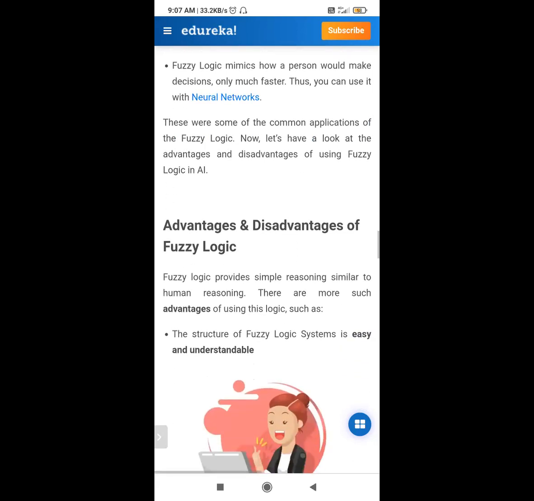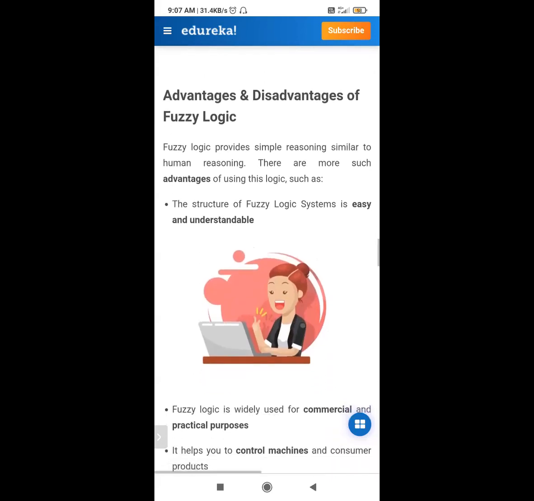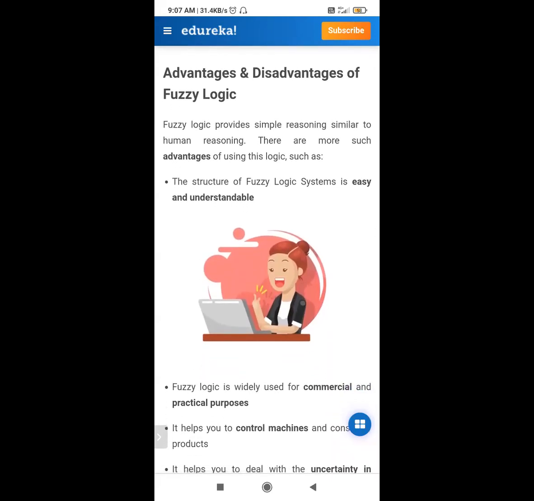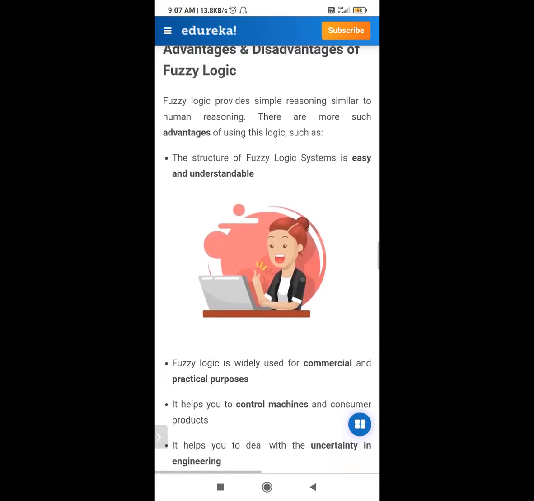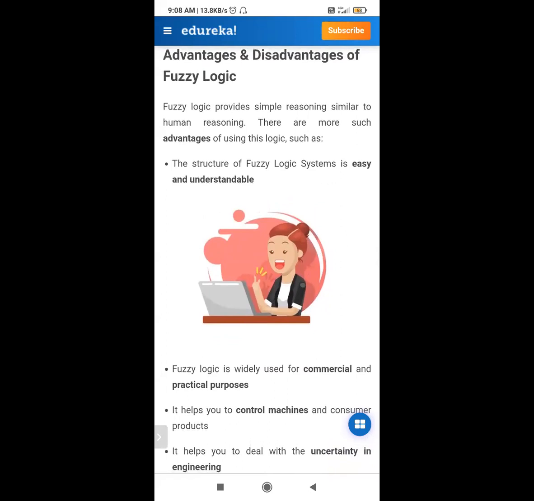Okay. Now let us see some advantages and disadvantages of fuzzy logic. So these are the advantages and disadvantages of fuzzy logic. Coming to the advantages, the structure of fuzzy logic systems is easy and understandable.